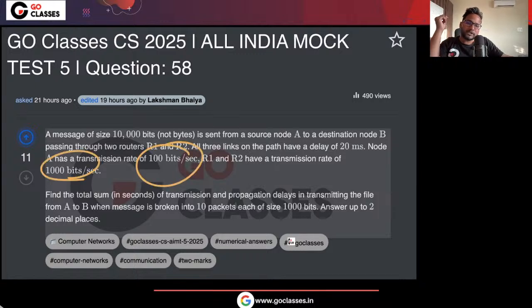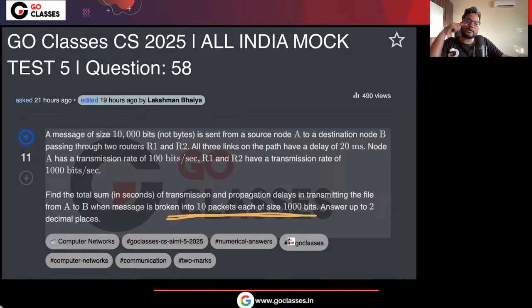So that is why the transmission time will be different. Okay, which is fine. Find the total time in the second transmission. So they're asking what will be the total time taken if that file is broken into 10 packets. Okay, the 10,000 bits file broken into 10 packets. Then what is the total time that will be taken?